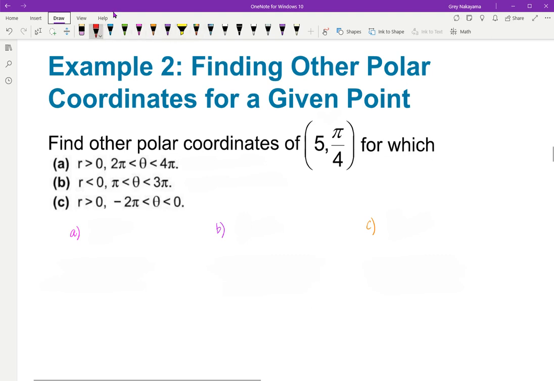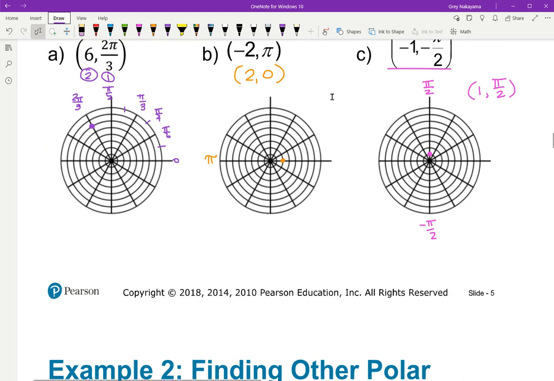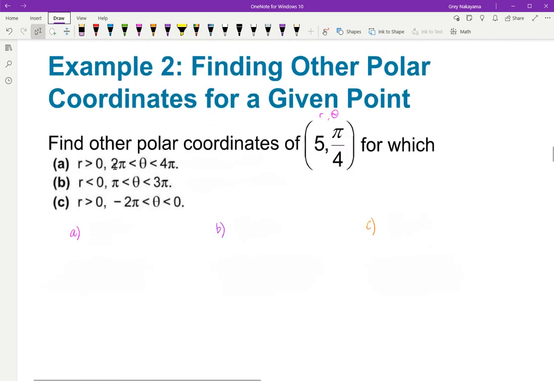But look at this here. We have 5, comma, pi over 4. That is my r and my theta. Okay? And you have to name 3 other points. So when I did this here, I just named 1 other point, but you have to name 3 other ones, and they give you some directions. They say, keep r positive, because r is positive right here. So keep r positive, but make it between 2 pi and 4 pi. Well, that means that I'm just going to take my pi over 4 and add 2 pi to it.